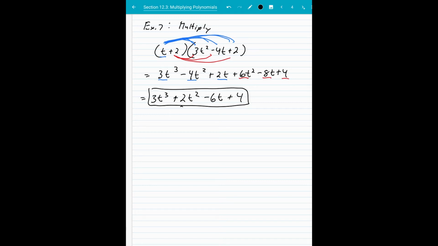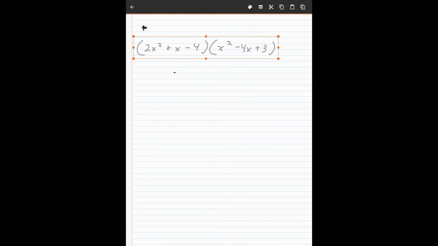Let's try something different. I'm going to make one up. Okay, what if I have something like this? Let's say I have 2x squared plus x minus 4 times x squared minus 4x plus 3. This is a big old trinomial with a trinomial. This is going to be a big problem, so I'm going to kind of scoot it over here.